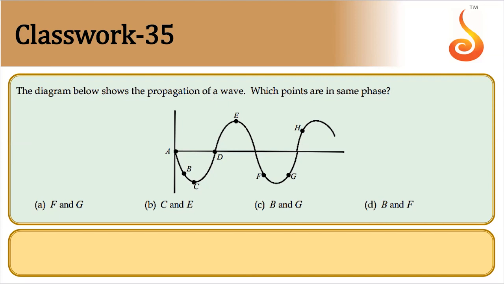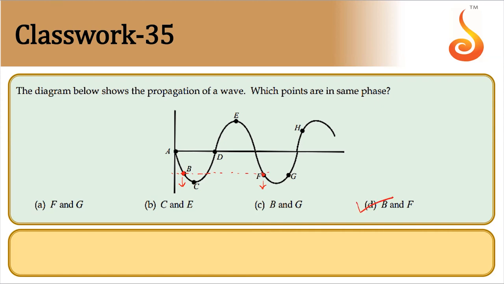See, if I consider these 2 points B and F, they are at the same position. Then B is moving towards the negative extreme. F is also moving towards the negative extreme. So both are at the same state of vibration. The direction of travel is the same and also the position is the same. That's why they are in phase. So it should be B and F.